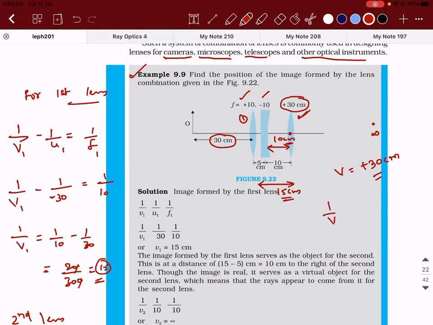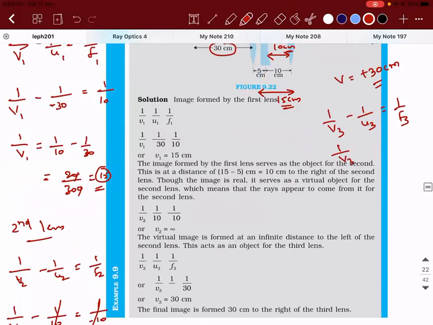It's very simple, right? 1/V3 minus 1/U3 is equal to 1/F3. 1/V3 minus 1/U3, which is infinity, is equal to 1/F3, which is 30. So V3 will be equal to 30 centimeters. That's it. So the image is formed on the right of the third lens, because V3 is plus 30 centimeters. Okay. Is it clear, guys?